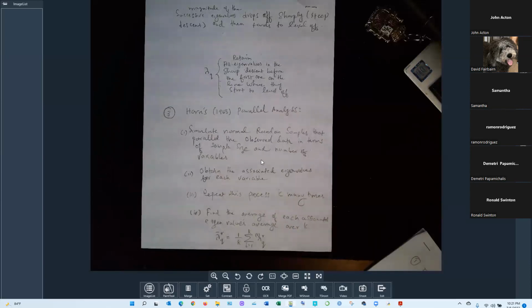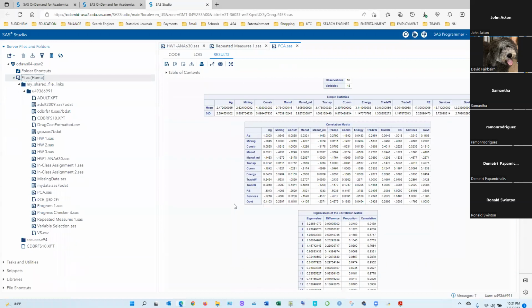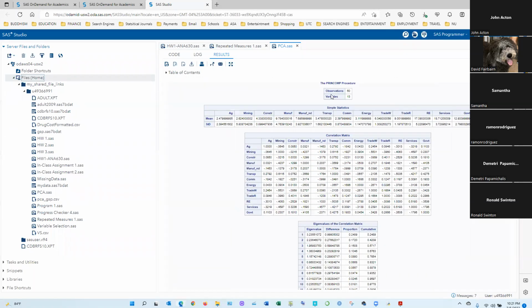In our case, how many data do we have? Let's go back to this example. Observations: 50. Variables: 13. This is P, the number of variables, 13. How many states are involved in the sample? 50 states. So your N is 50 and P is 13.